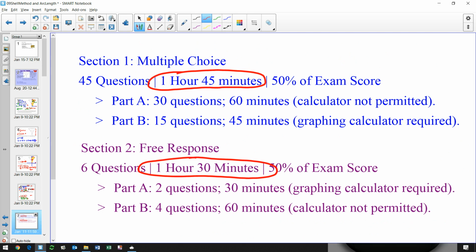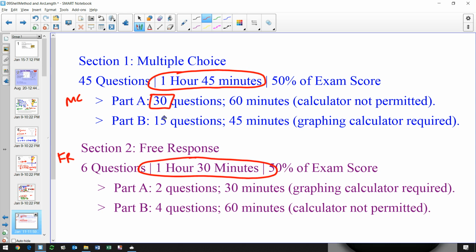I have no idea. Okay, you get a break in between, right? So 10-minute break in between, I think. That's when you can scarf down your food. And the first section is all multiple choice. The second section is all free response. Okay, it's kind of interesting how they do this.